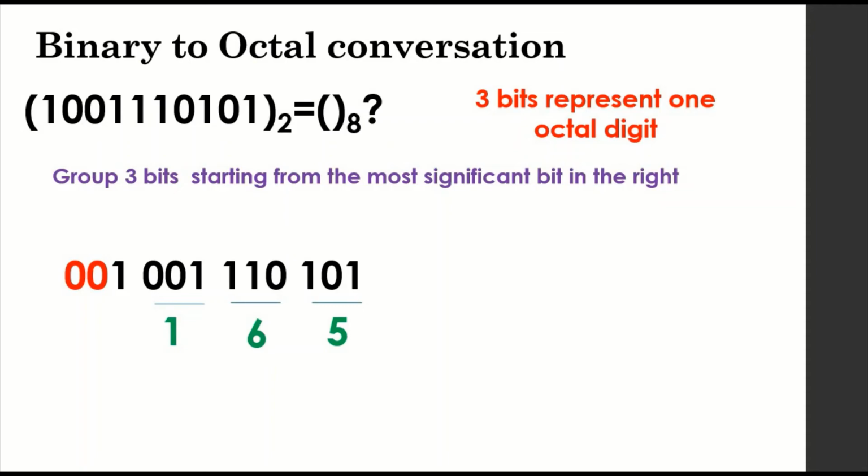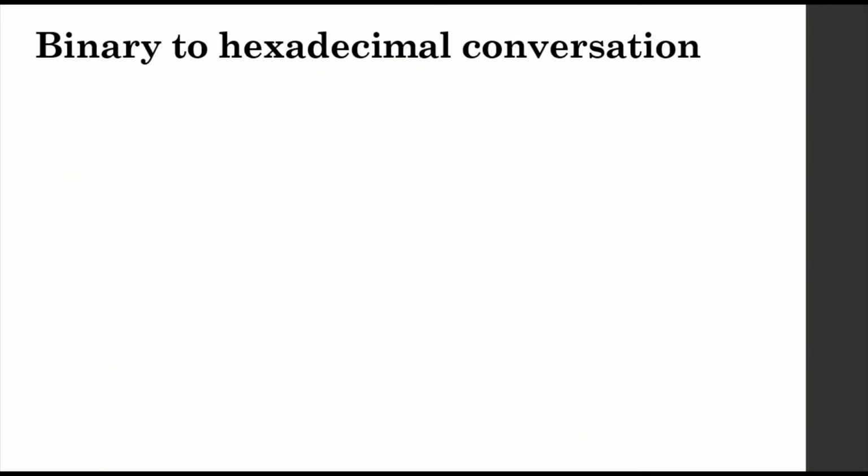001 is equal to 1. Again, 001 is equal to 1. So this number 1165 is the value of the binary given, in octal. Let's now immediately see how to convert from binary to hexadecimal.